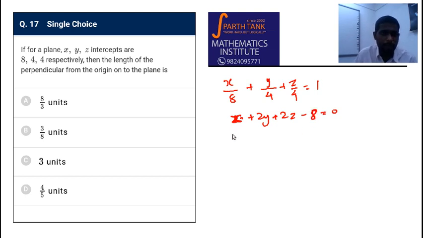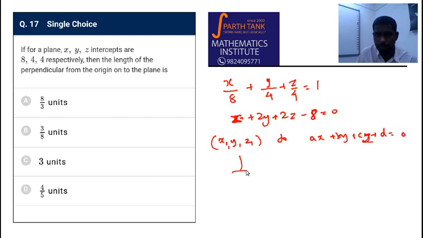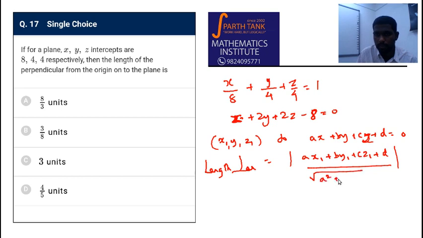Then the length of the perpendicular from the origin onto the plane. We know the length of the perpendicular from x1, y1, z1 to a plane ax plus by plus cz plus d equals 0. The perpendicular distance is mod of ax1 plus by1 plus cz1 plus d upon square root of a squared plus b squared plus c squared.